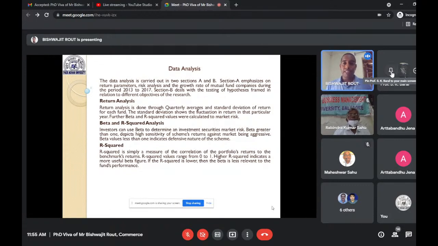If beta is greater than 1, it shows high sensitivity of the scheme return against the market, being aggressive. A beta value less than 1 indicates the defensive nature of the scheme. R squared is simply a measure of correlation of the portfolio returns to the benchmark return. R squared ranges from 0 to 1, and a higher R squared indicates a more useful beta figure. If the R squared is lower, then beta is less relevant to the fund's performance.